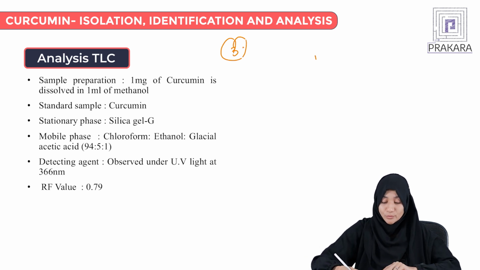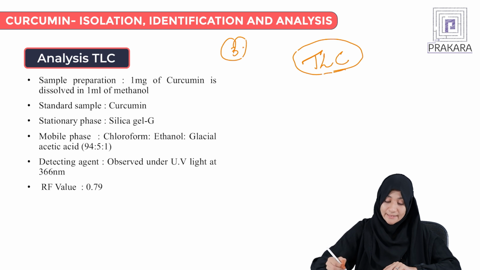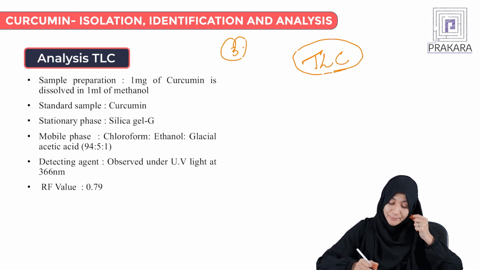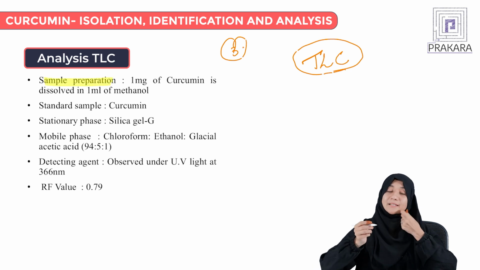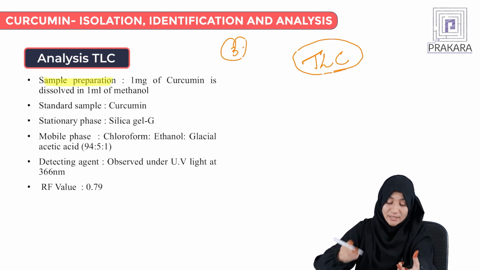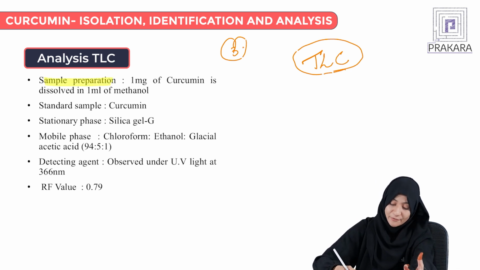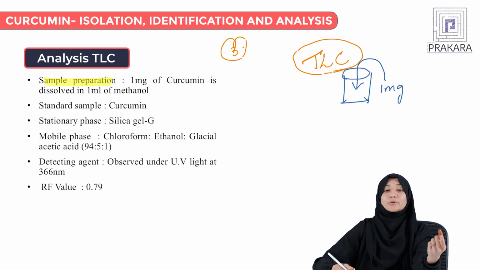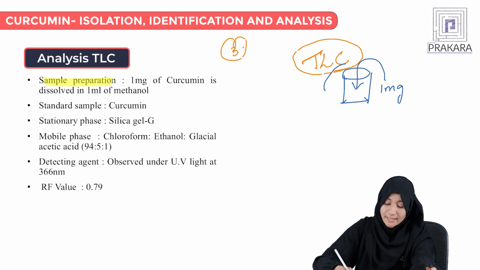Now the third step, which checks the purity of this curcumin, is analysis, and we will perform the analysis using thin layer chromatography. In thin layer chromatography, the first step is always sample preparation. How do you prepare the sample? 1 mg of the isolated curcumin is taken, and you dissolve this 1 mg of curcumin in 1 ml of methanol.